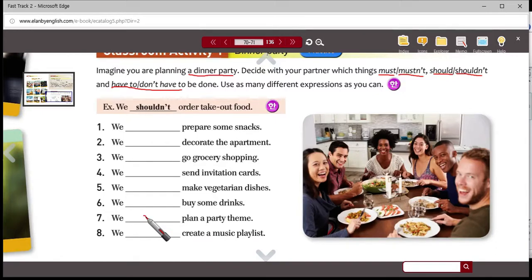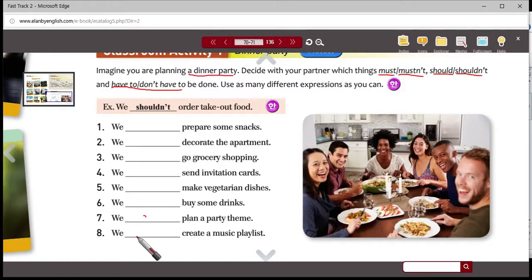7, you don't have to plan a party theme. Okay, so again, sometimes the theme is already planned for you. In that case, you might decorate your apartment, but you don't have to. It's not necessary.